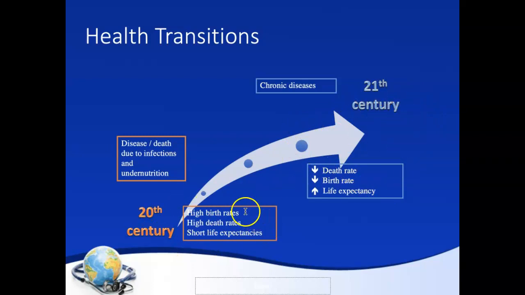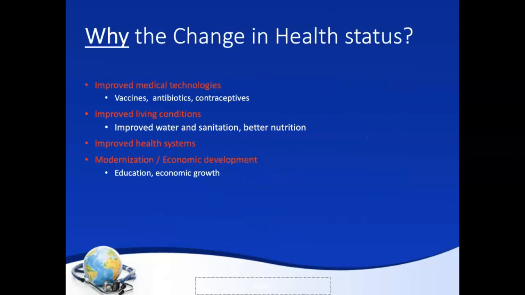Our low-income countries, for the most part, are down here, but we're starting to see a little bit of a transition for these low-income countries. And so why were people dying? Well, disease and death due to infections and undernutrition in the early 20th century, and more so now we're seeing the 21st century. So why the change in health status where we see our high-income countries are at now?